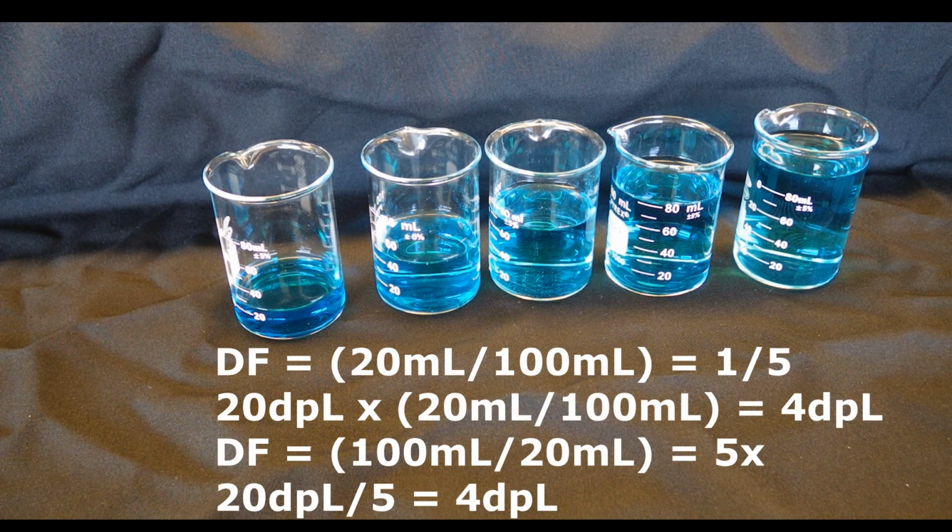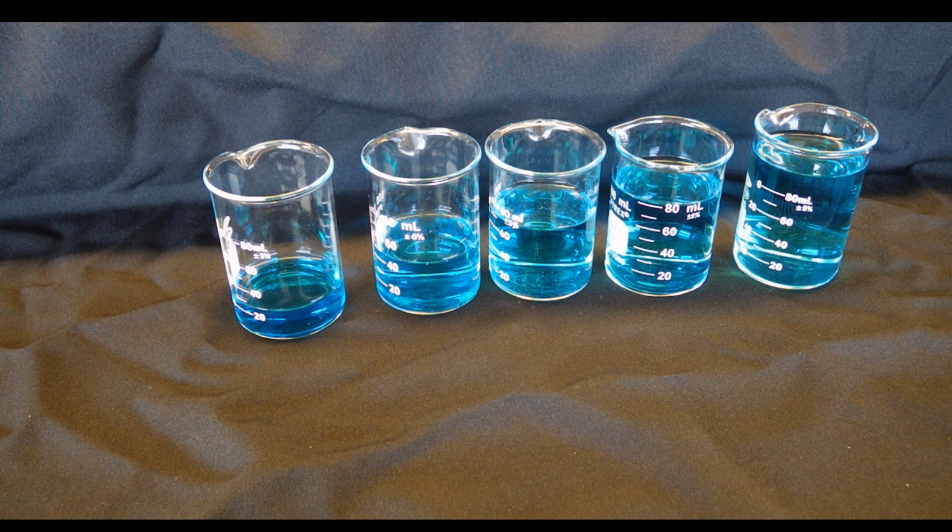The final concentration will be 20 drops per liter times 20 over 100, or 1/5, so that's 4 drops per liter. Or the final concentration is 20 drops per liter divided by 20 over 100, in other words, divided by 5, and it's 4 drops per liter. You'll get it right every time. Don't waste your time memorizing formulas. Just think logically. You'll get it right, guaranteed.